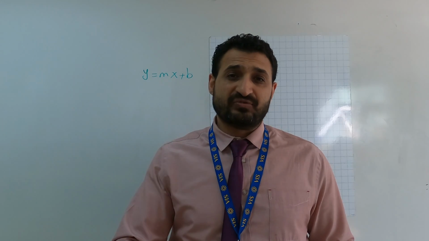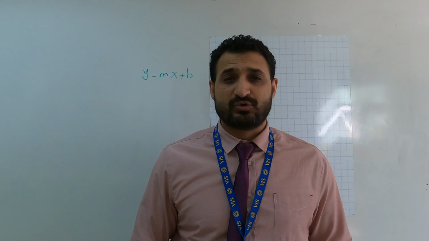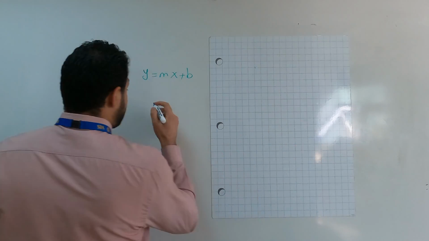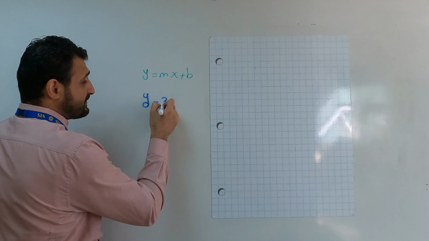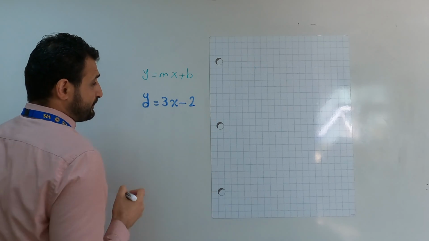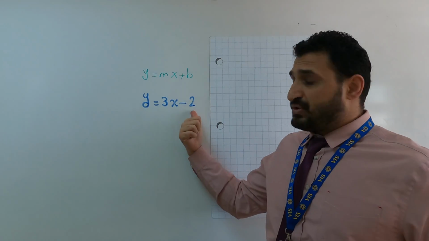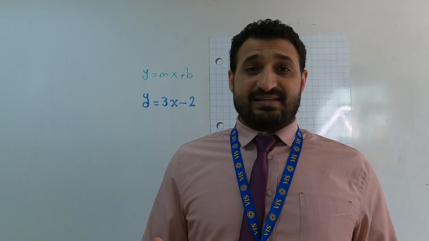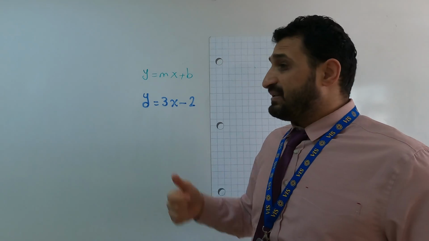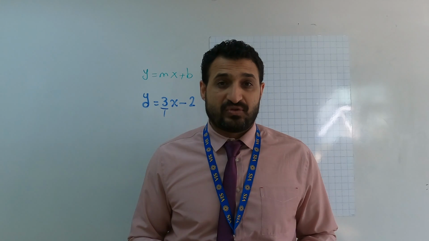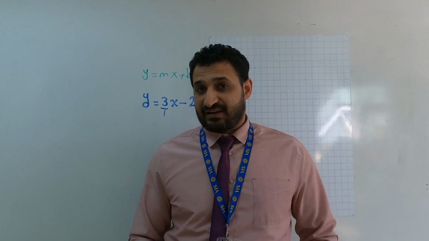It's rise over run: how many units I moved up or down, and how many units I moved right or left. So I will just give you a fast example, y equals 3x minus 2. Here the y-intercept is negative 2, so the line intersects the y-axis at negative 2. And the slope here is 3, which I can write as 3 over 1. So the rise is 3, the run is 1.